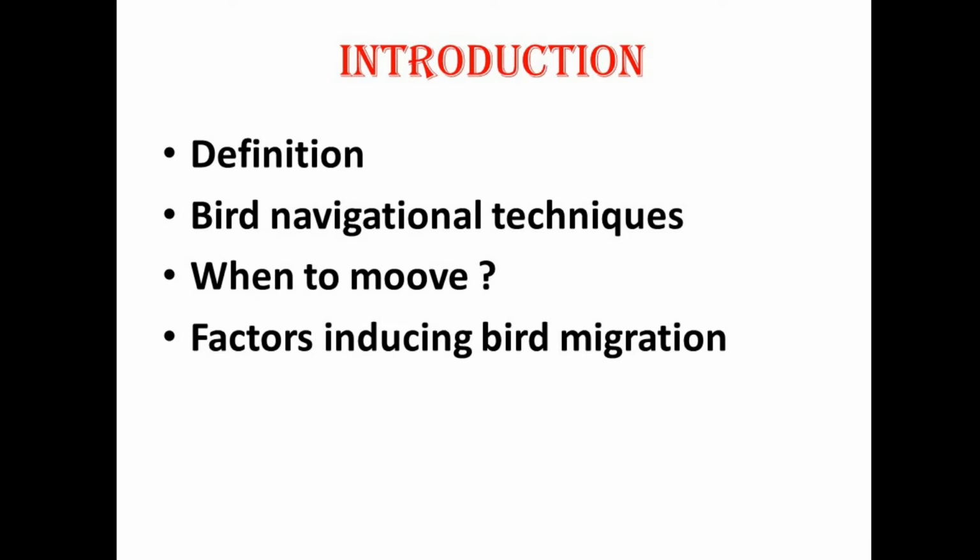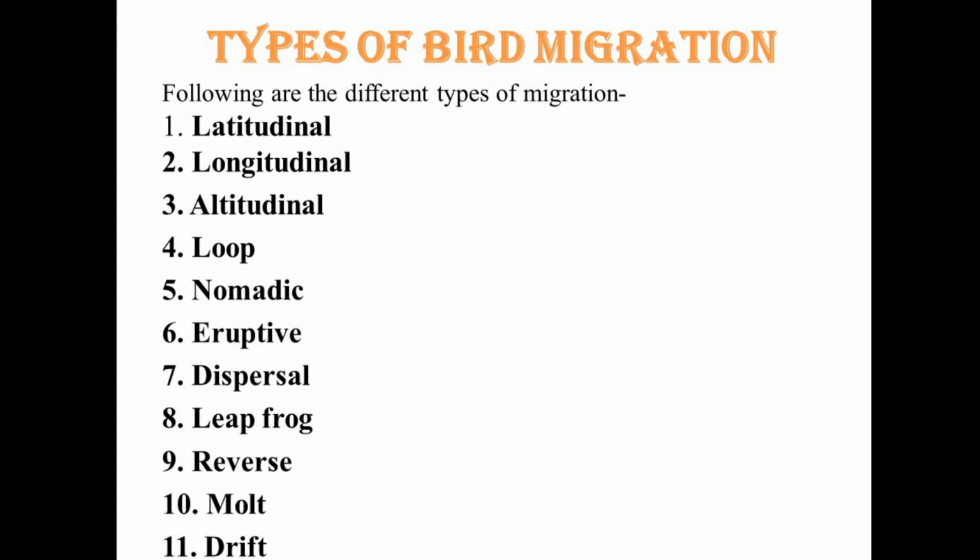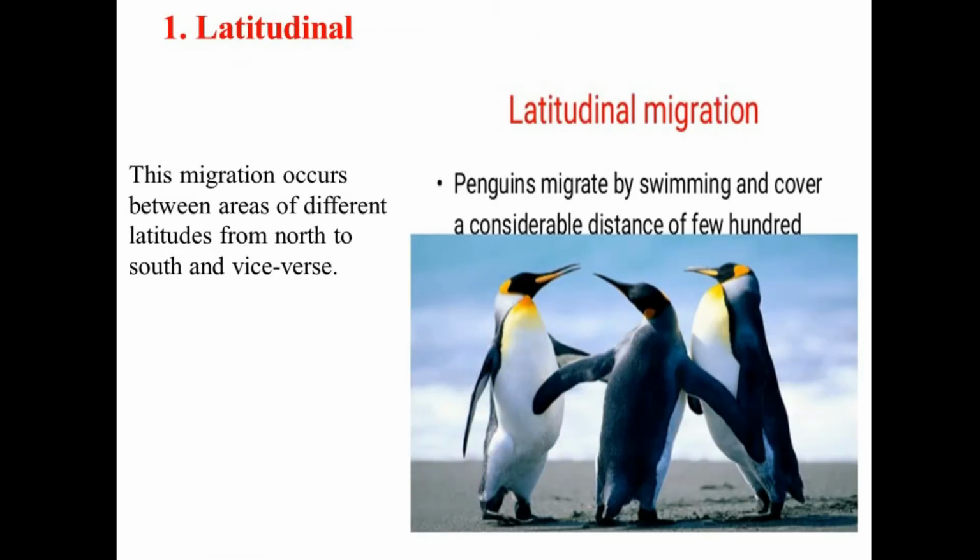In the case of the 10 birds, the routes which are followed during migration were shown. Now we'll consider our main point, that is, types of bird migration. There are 11 types of migrations. One is latitudinal, north-south. Another is longitudinal, east-west. Then altitudinal, loop, nomadic, eruptive, dispersal, leapfrog migration. Then reverse migration, molt, and drift migration. These are the 11 types of bird migration which are observed.